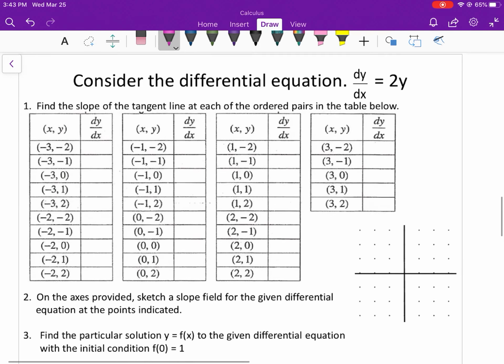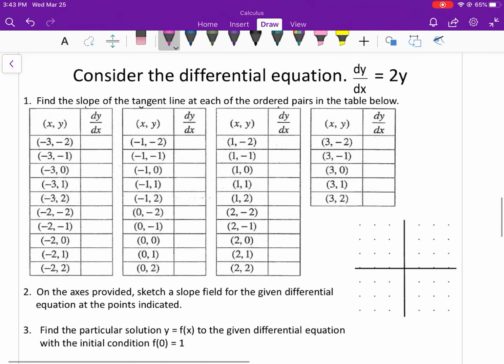All right, let's try this one. This one says we're going to double all of the y's. All right, so let's go ahead and fill all of that out.